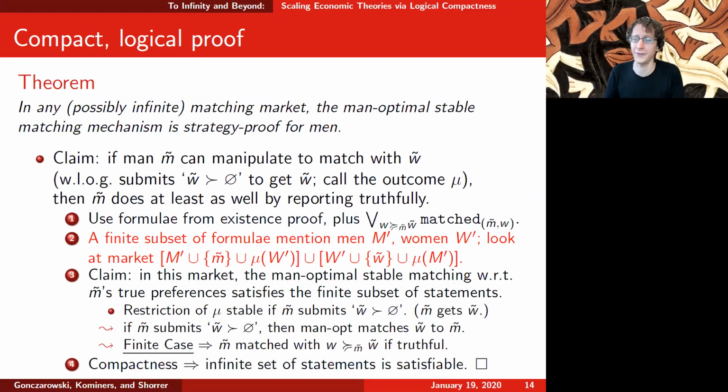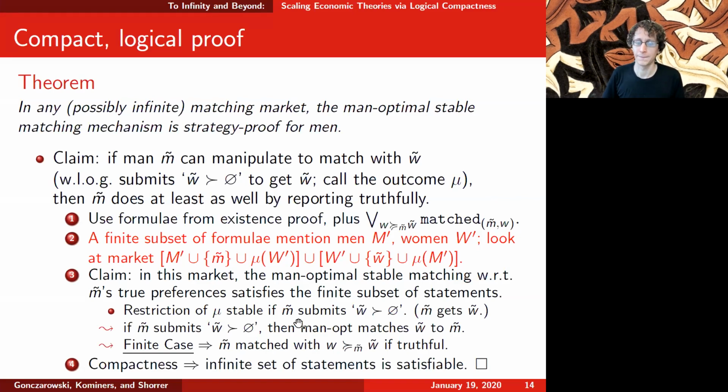So if I were an adversary, I could say, okay, give me W prime. Give me a finite W prime, give me a set of 10 men that are not matched to anyone in W prime, and give me a finite set of their formulae. We'll call those the formulae. Again, use this sort of argument.